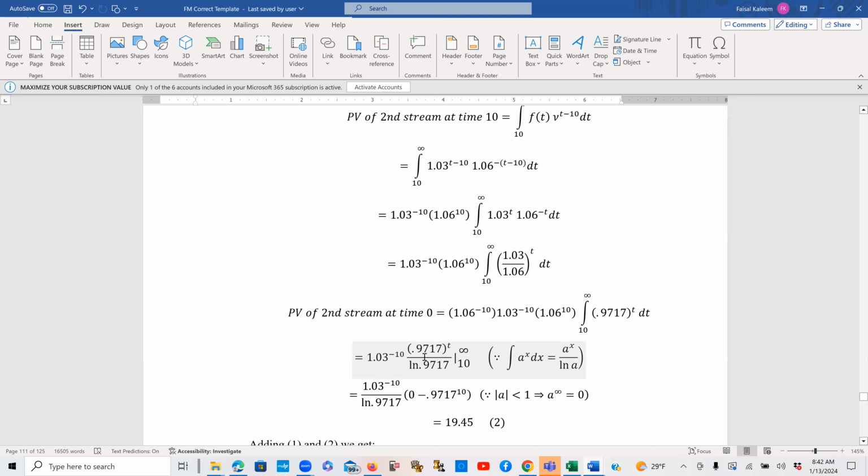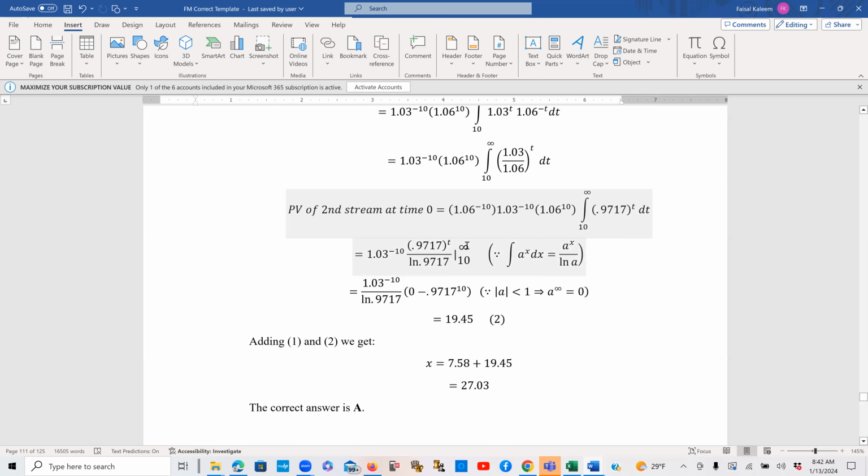So this will be 0.9717 power t over ln 0.9717. And the limits of integration go from 10 to infinity. So remember, we're not going to use the power rule here, because in the power rule of integration, the base is a variable and the power is a constant. So that's usually what we encounter. So there we use the power rule. But if the base is a constant and the power is a variable, then this is the integration rule.